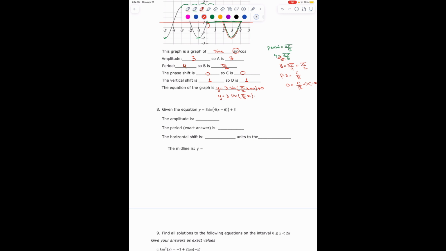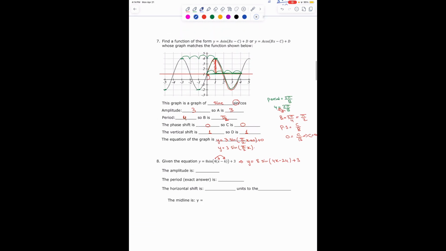Given the equation y equals 8 sine 4 times x minus 6 plus 3, we're going to find the information here. Before I move on, I need to distribute the 4 here, because that is the form I'm used to. So I will have y equals 8 sine 4x minus 24 plus 3. I can determine B, C, and D. So B is 4, C is 24, and D is 3.